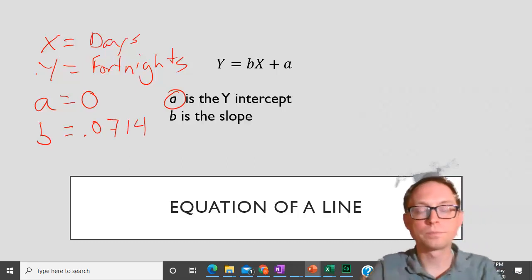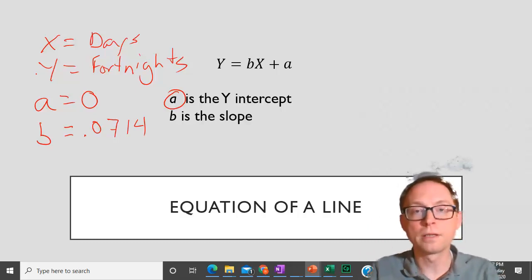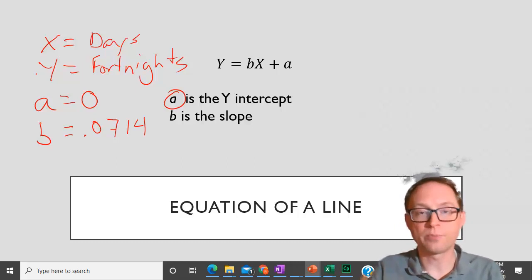right? Okay. Now remember, the original question was, if I have 21 days, then how many fortnights have passed? And we already know it's going to be 1.5, right? We already know it's 1.5 because 21 days is 3 weeks, which is 1.5 fortnights.